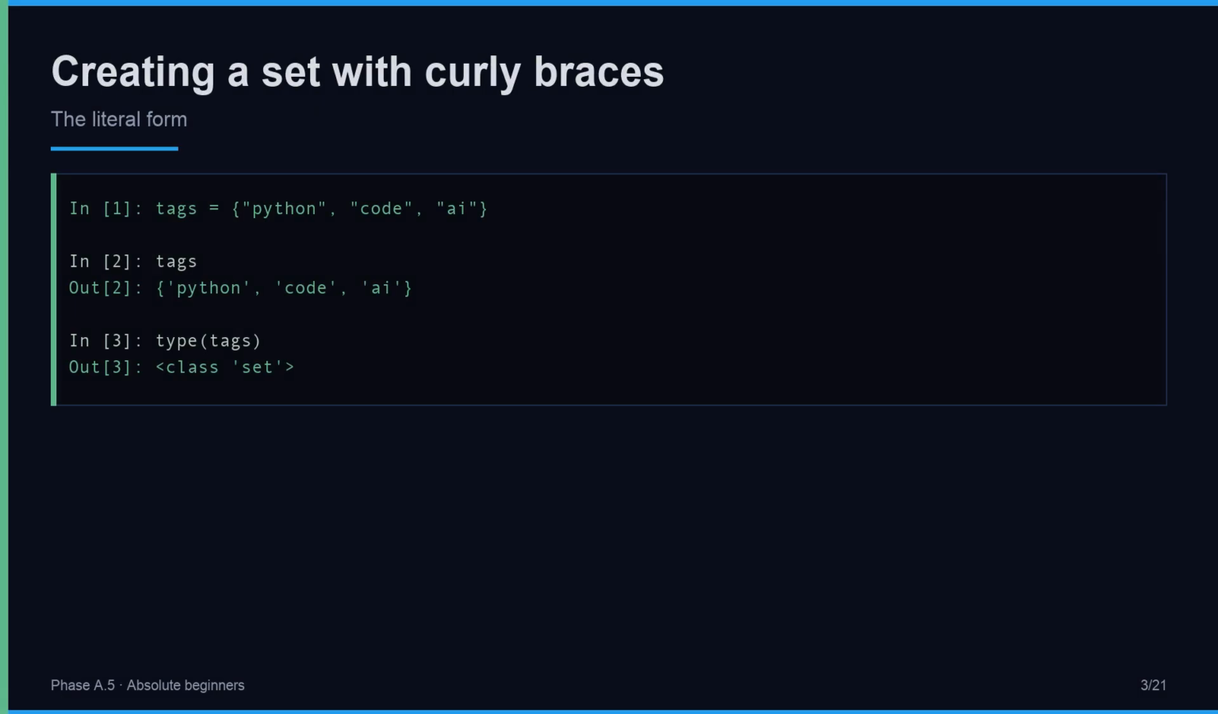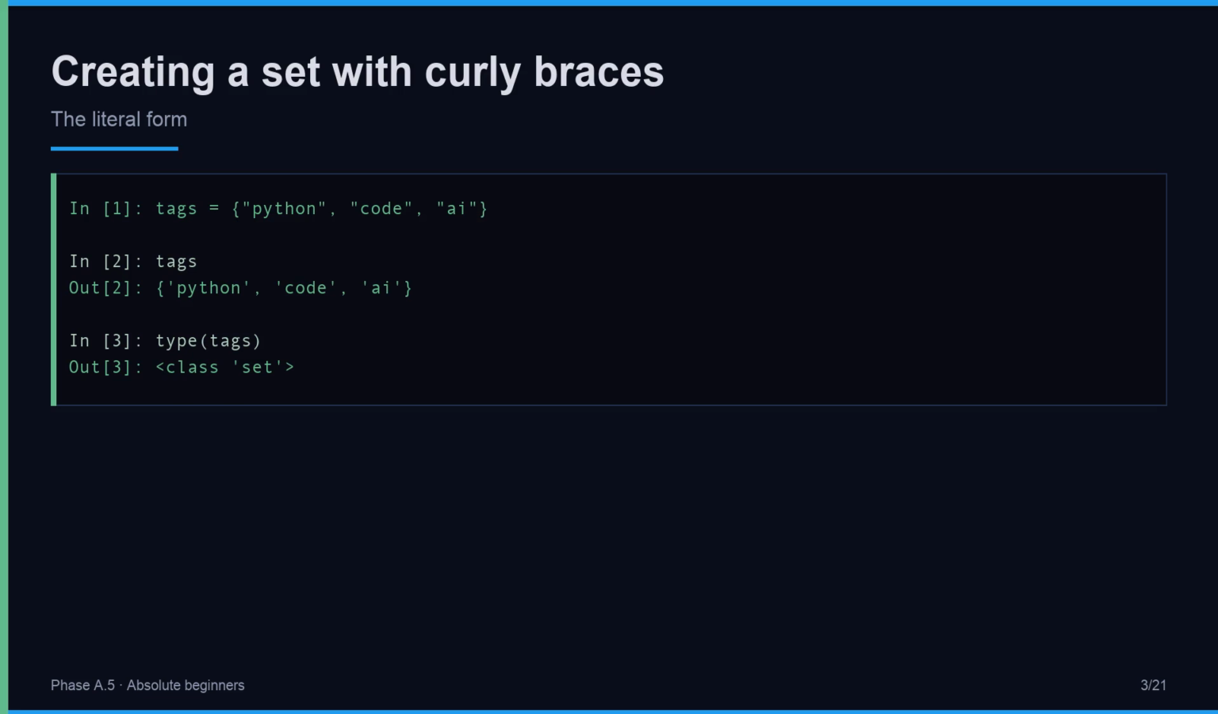The simplest way to make a set is the literal form. Tags equals curly braces with Python, code, I inside, 3 strings separated by commas. Type of tags is set. Notice there is no colon inside. No key value pairs. Just values. That is how Python tells a set apart from a dictionary. A dict has colons, a set has only values. The order you see when Python prints the set is not guaranteed, never rely on it. Sets are about belonging, not position.